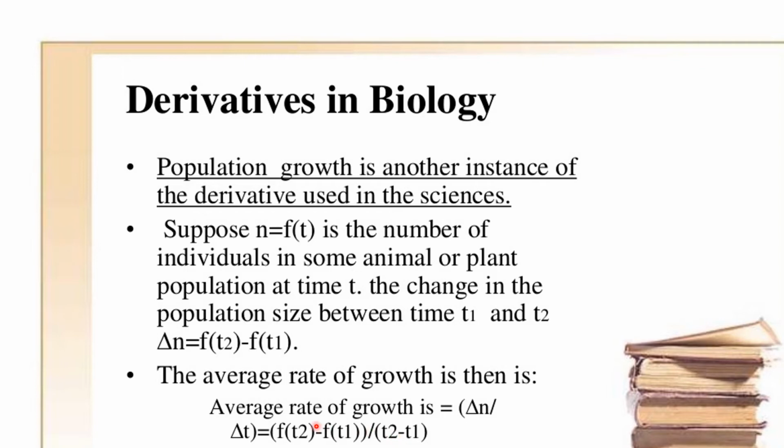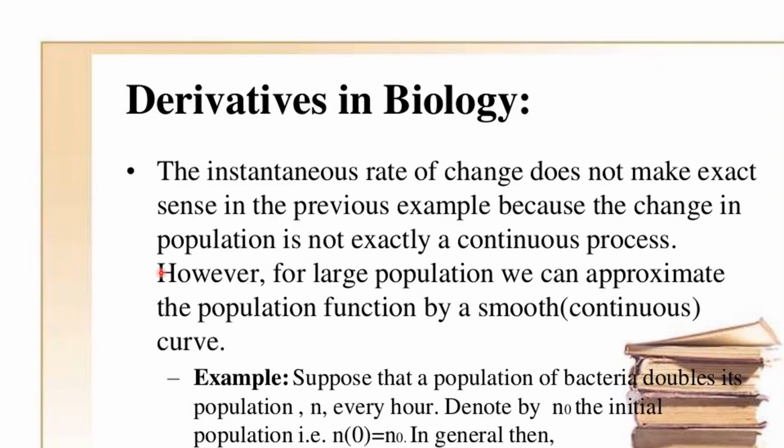To find the average rate of growth in a population of animals or plants, we use the concept of derivatives. Now, how can we use the derivatives concept in biology? The instantaneous rate of change does not make exact sense in the previous example because the change in population is not exactly a continuous process. However, for a large population, we can approximate the population function by a smooth curve.